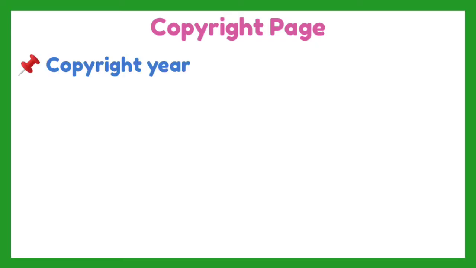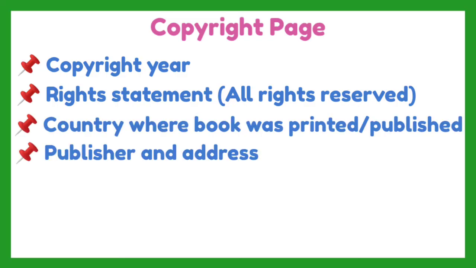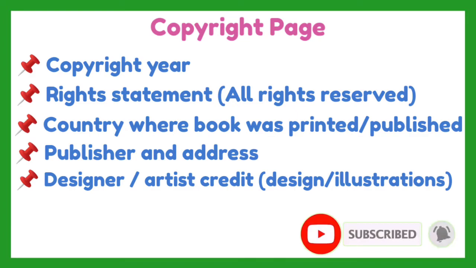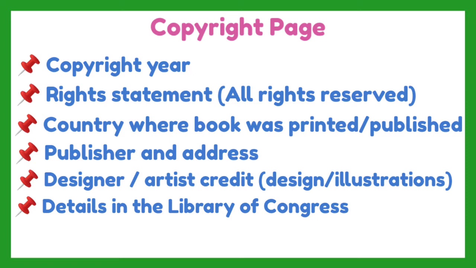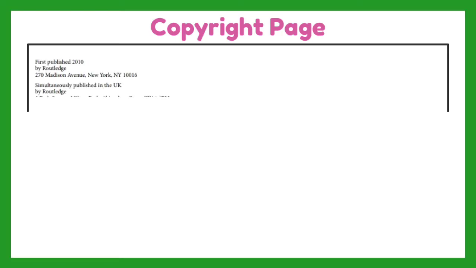Another part of the book is the copyright page. This page contains the copyright year, right statement, which is normally worded as all rights reserved, country where the book was printed, publisher's name and the address, designer or artist credit for cover, design, or any illustrations or photographs used in the book, the details of the book as specified in the Library of Congress, and the International Standard Book Number or the ISBN. This is what a copyright page looks like.